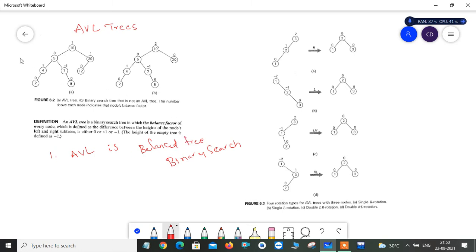Now you can see examples of AVL trees. These are two binary search trees. Why do I say they are binary search trees? The property of a binary search tree is that the parent node or root node has a value greater than its left child and lesser than its right child. So whenever you want to construct an AVL tree, you have to check these two properties.